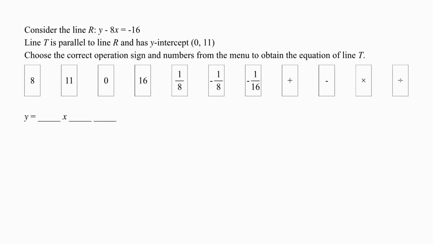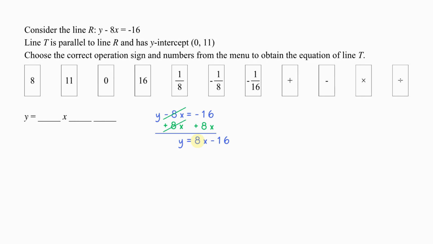Here is how to solve the problem step by step. Find the slope of line R. The given equation is y minus 8x equals -16. Add 8x to both sides to get y by itself. The new equation is y equals 8x minus 16. The slope is the number in front of x, 8.